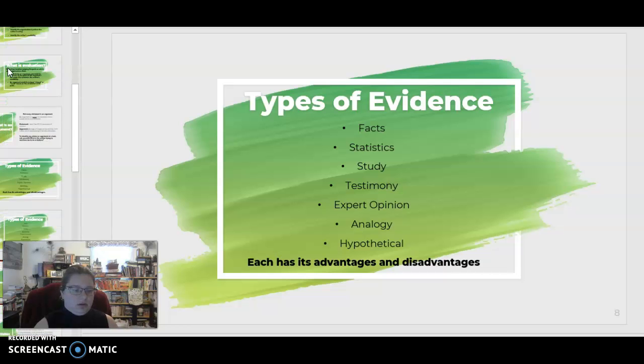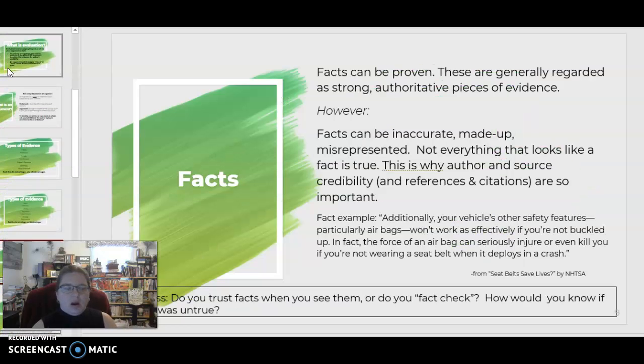I guess there's two sides of that. So first of all, facts. Facts are generally regarded as being very strong pieces of evidence because they can be proven. However, it is important to recognize that sometimes facts can just be made up or reported inaccurately. So it's important to determine author and source credibility in order to be able to believe the facts that the author is giving.